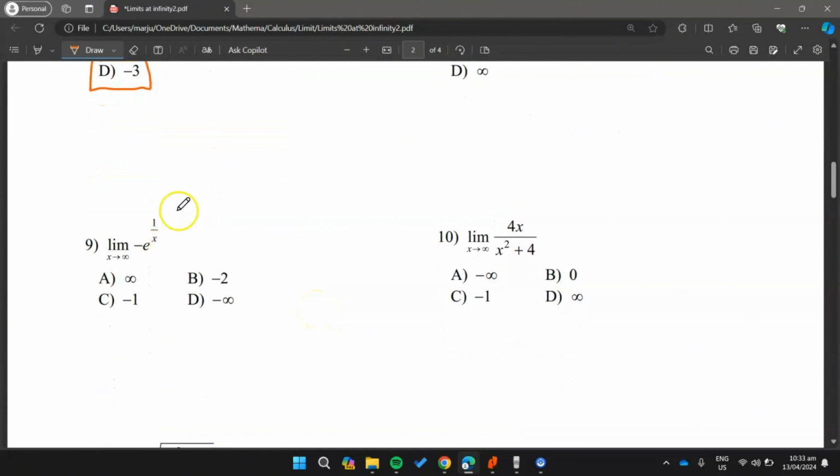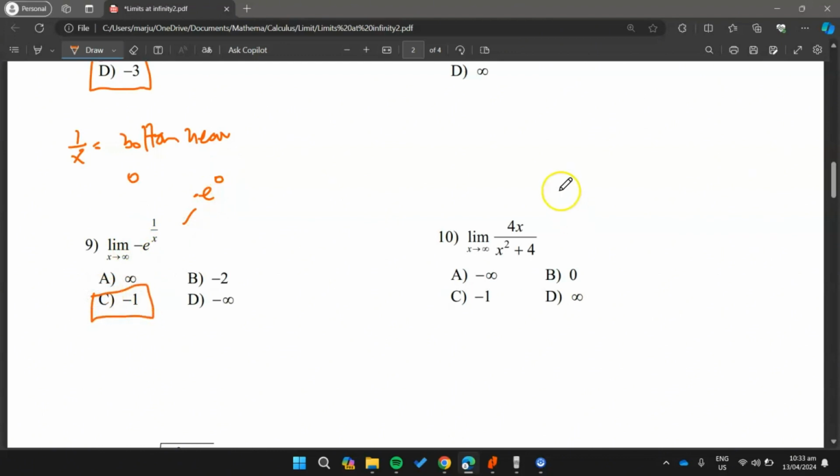Now number 9, look at the exponent. We have 1 over x. This is bottom heavy. Alright, bottom heavy. And again, if bottom heavy, as x approaches infinity, this is just 0. So what will happen here? We will get what? This is equal to negative e raised to 0. And again, any number raised to 0 is just 1. And then 1 times negative, our answer will be negative 1.